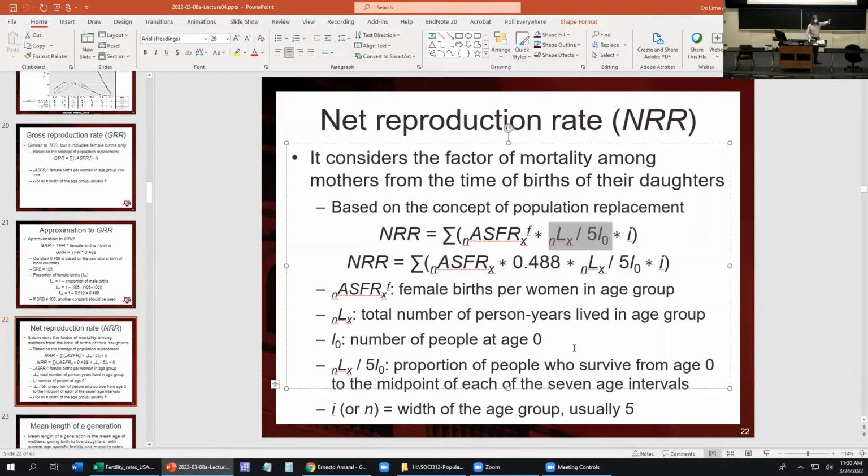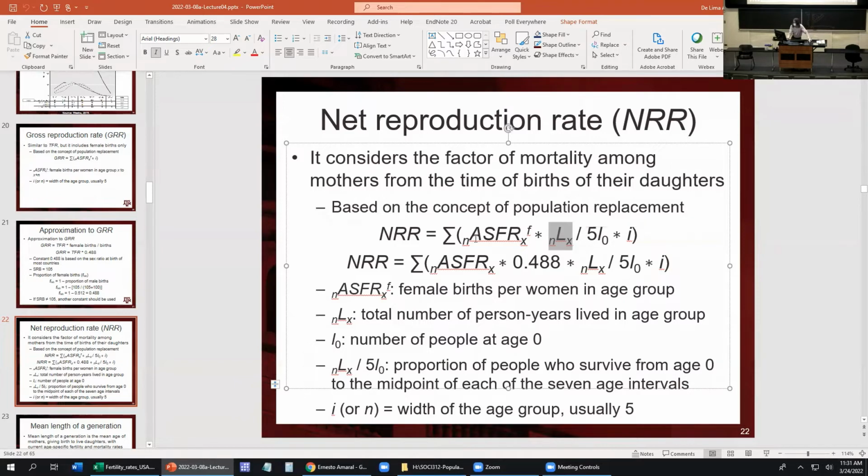The total number of years that they live within that age group divided by the original number of women at the beginning of the period. Since we are talking about 5-year age groups, we multiply the radix, the little L0, by 5. And then we get this overall number of years that they live within the age group. The big LXN is the number of person years lived within the age group.